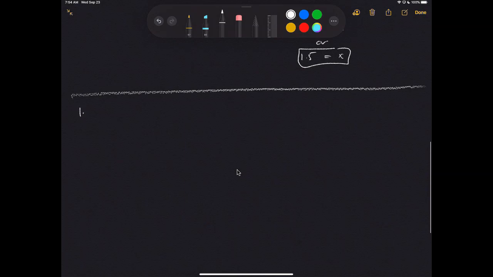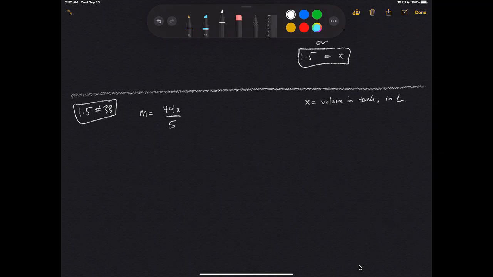All right, and the second question was on 1.5, number 33. So the equation is m equals 44x over 5. So we have this fraction coefficient. You know that x is the volume in the tank in liters. And we know it needs 880 grams of CO2, and that goes in for the mass.